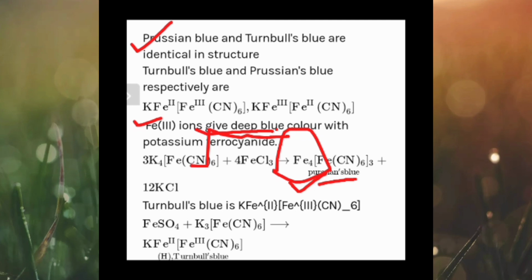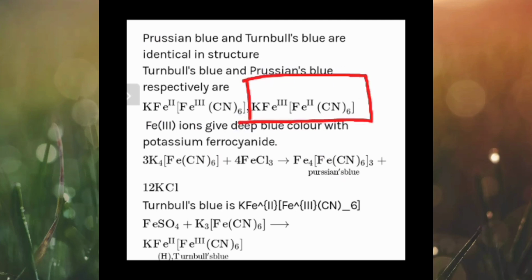For Prussian blue, Fe3+ is outside the coordination sphere and Fe2+ is inside the coordination sphere, and for Turnbull blue we get the formula likewise: Fe2+ is outside the coordination sphere and Fe3+ is inside. So overall, we can estimate the exact oxidation state based upon the chemical shift or isomer shift in the Mossbauer spectrum.